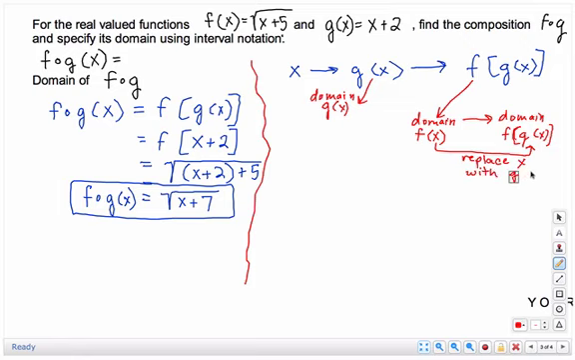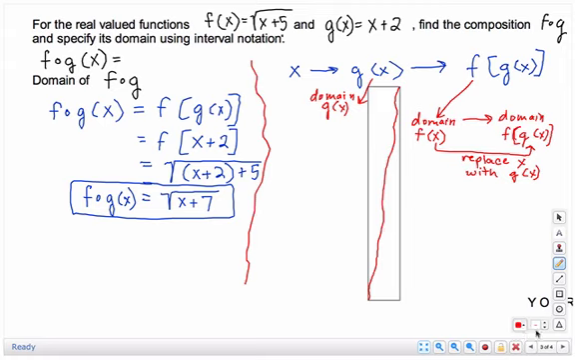I'll show you what I mean by that. It's going to make more sense as you see that example. Okay, so I'm kind of dividing this into two little parts here. So let's find the domain of g of x. So g of x is x plus 2.